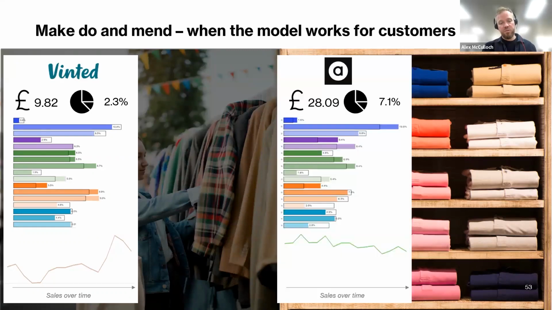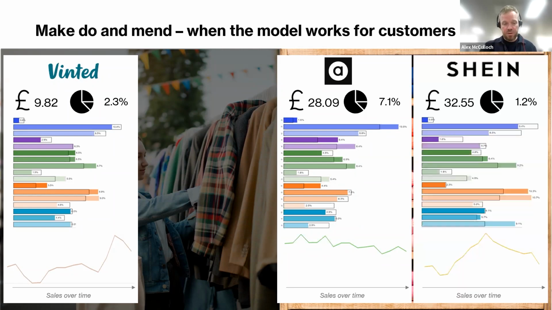Now compare that growth with the leading fast fashion contender, ASOS. Now ASOS have a higher price point, but their service is great. Next day delivery, easy returns. It's the epitome of fast and convenient fashion, and it really resonates with affluent professionals. They've established a solid 7% market share, and they're doing everything right. But with a £28 average basket size, sales are flat because it's just not quite of the moment in the same way that Vinted is.